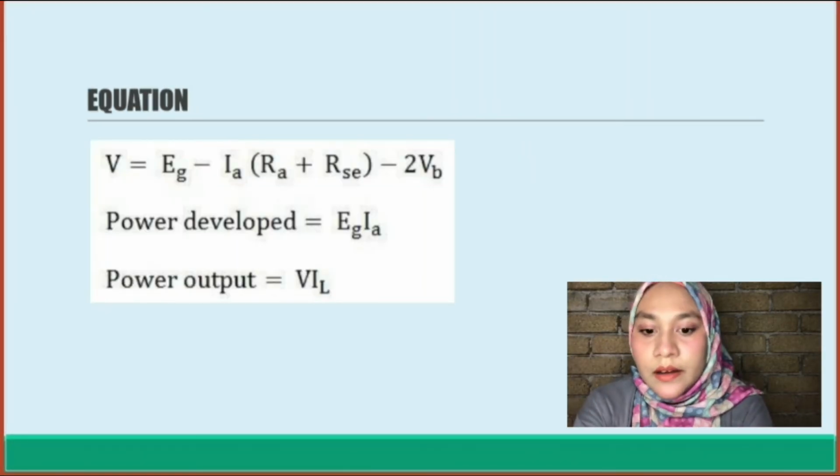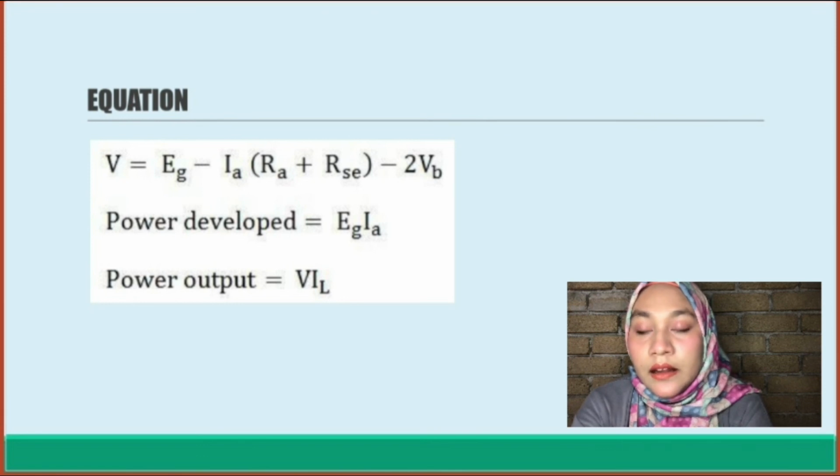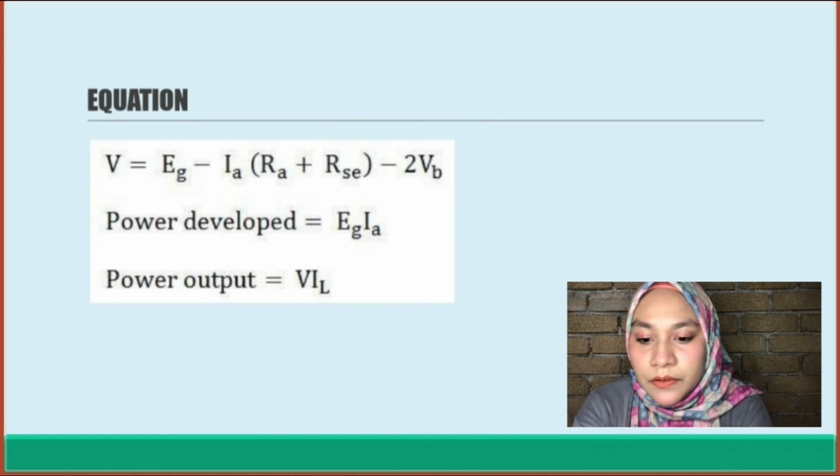For the equation, V equals EG minus IA times (RA plus RSE) minus 2VB. Power developed equals EG IA, power output equals VI.